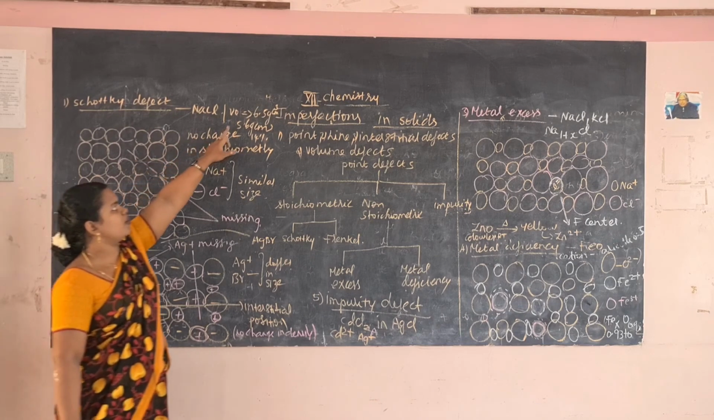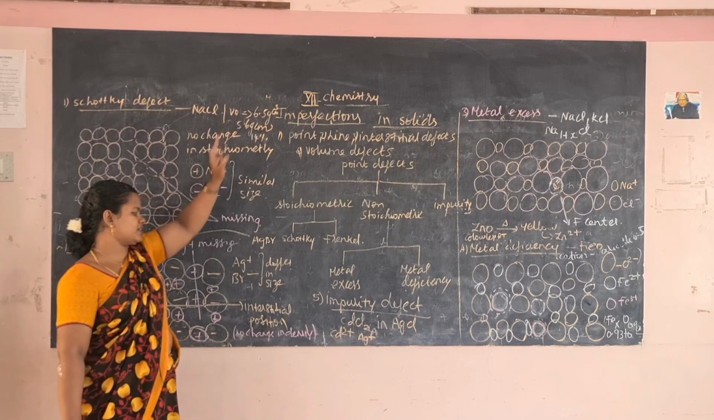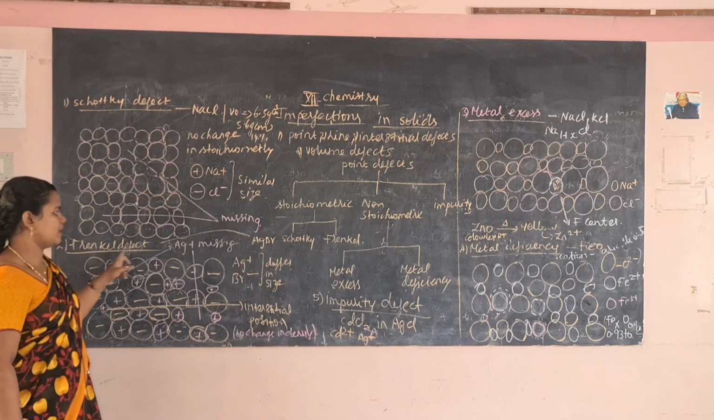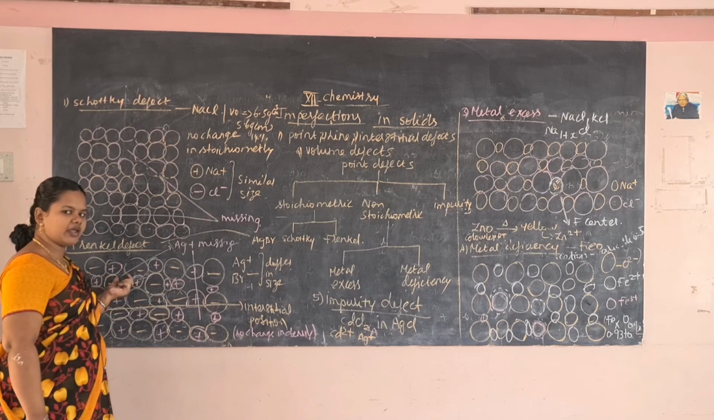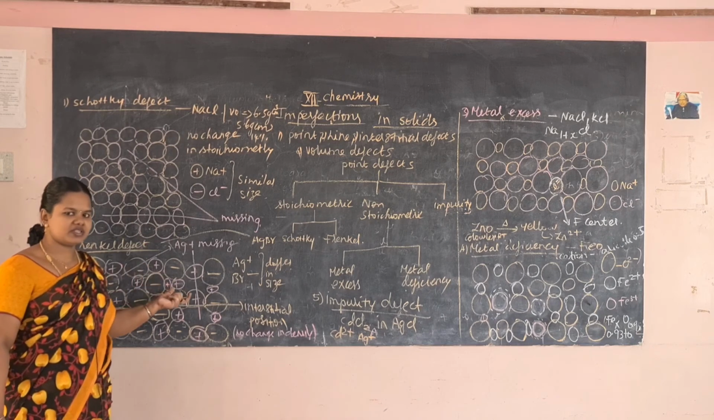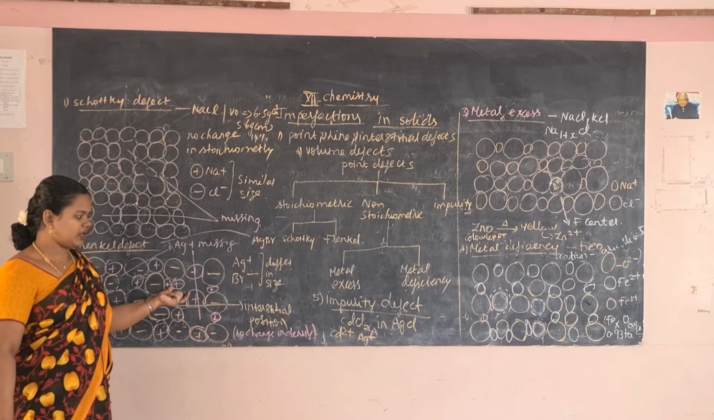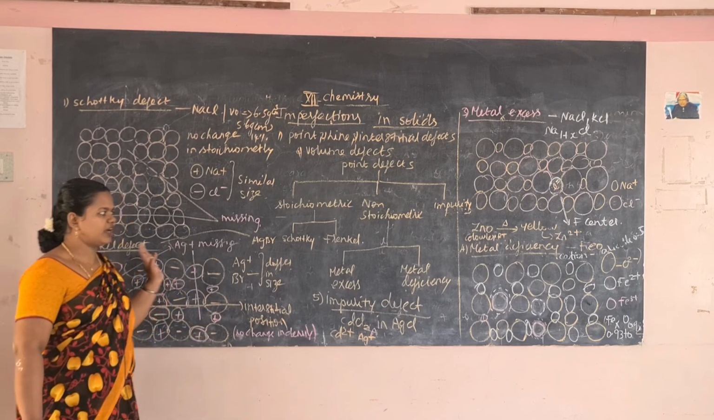Then another example, vanadium monoxide, there will be 14% of Schottky defect. And Frenkel defect, example AgBr. Here space will be created by the ion and that cation will occupy some interstitial position, and there is no change in density. So this is Frenkel defect.